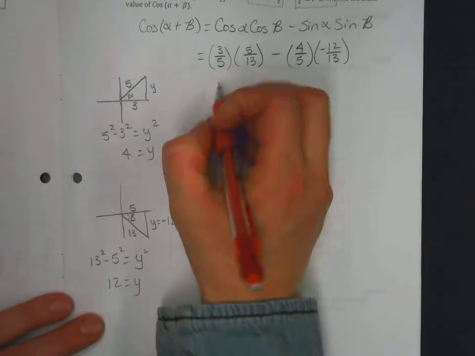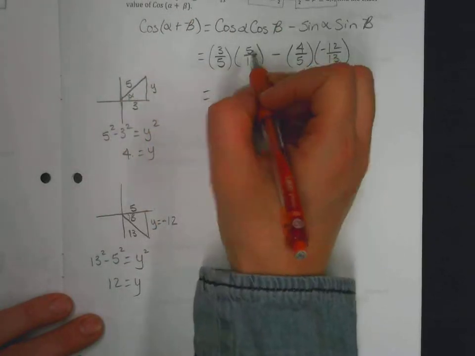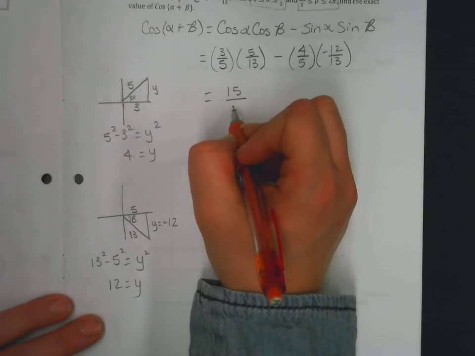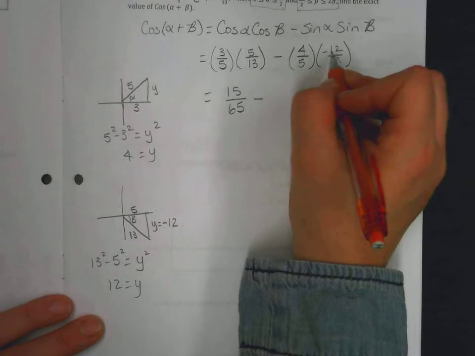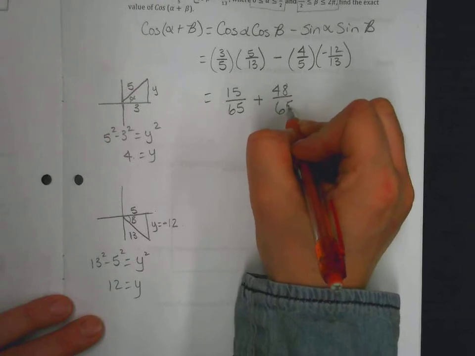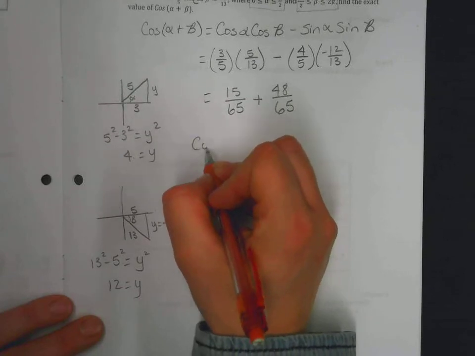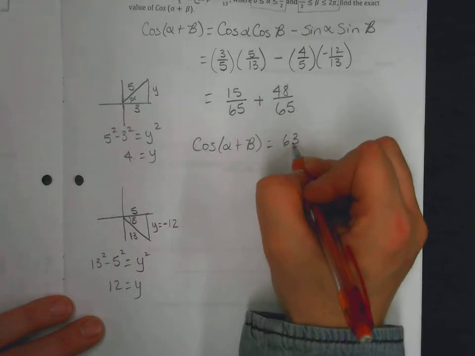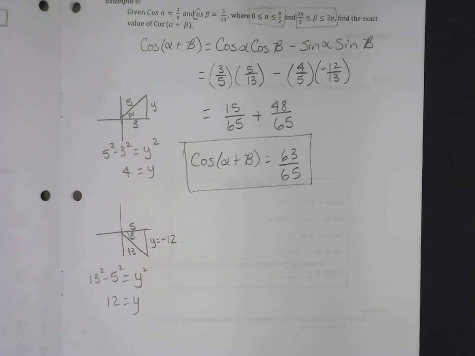All right, so now we're ready to simplify and get the value for cos of alpha plus beta. Multiply, I get 15 over 65 minus, well, technically plus, because a negative times a negative would be 48 over 65. Add the two together, 15 plus 48. So cos of alpha plus beta would equate to 63 over 65. Okay. And that is our sum and difference identities.